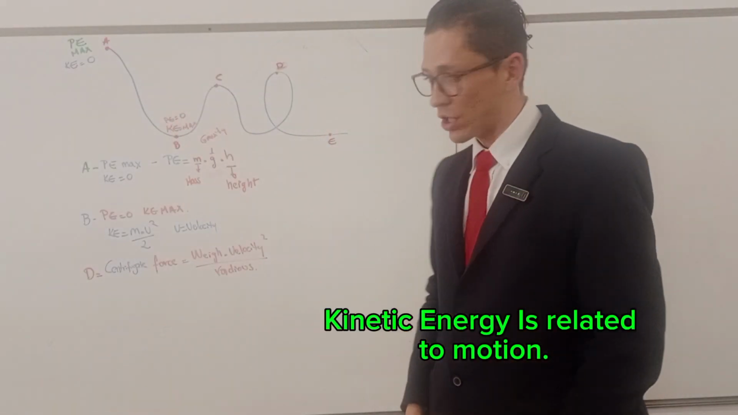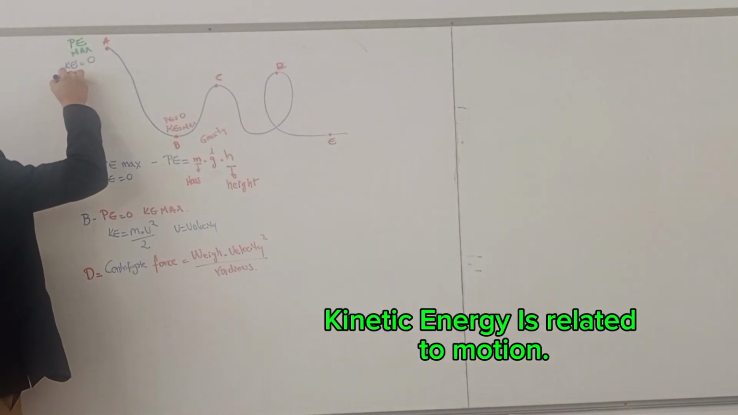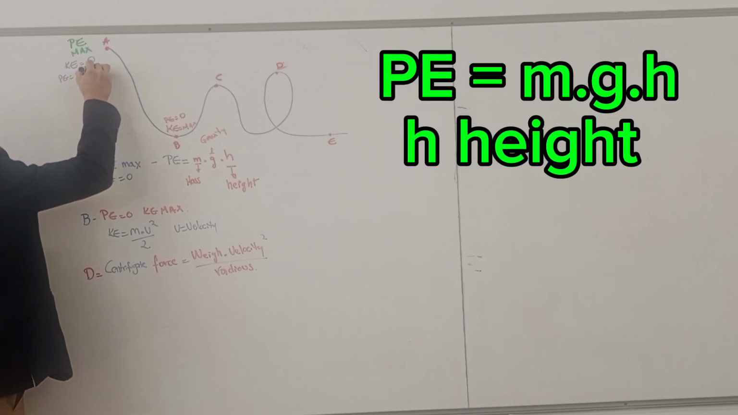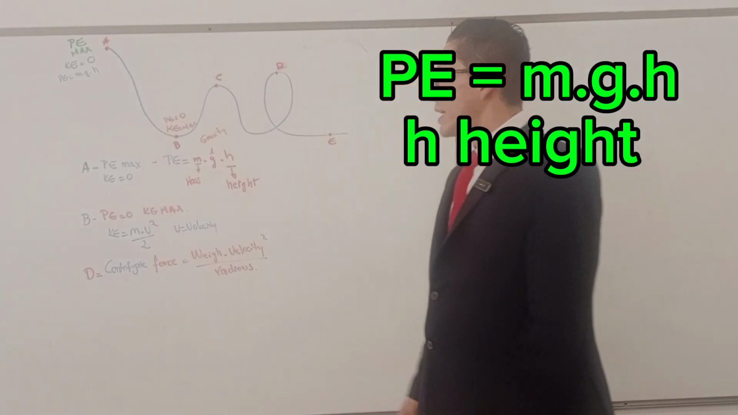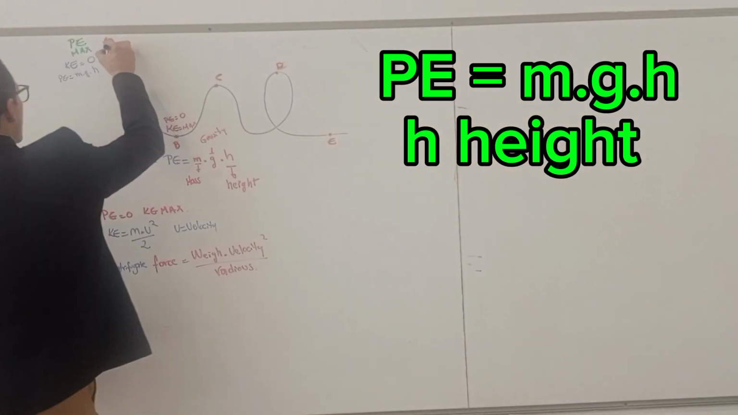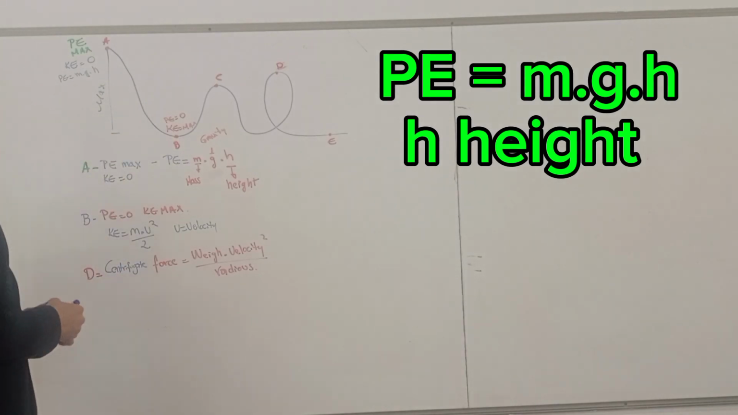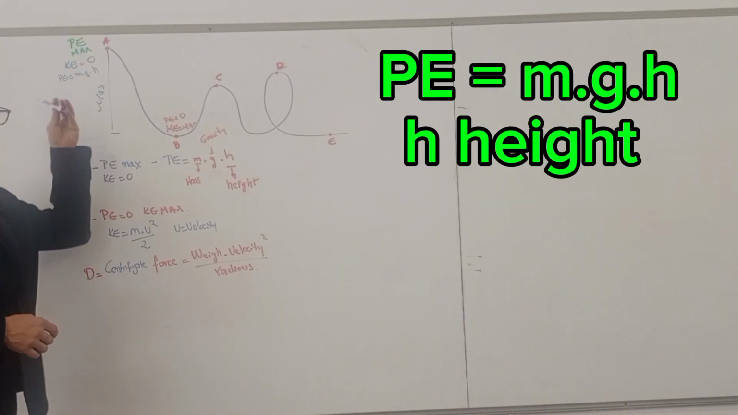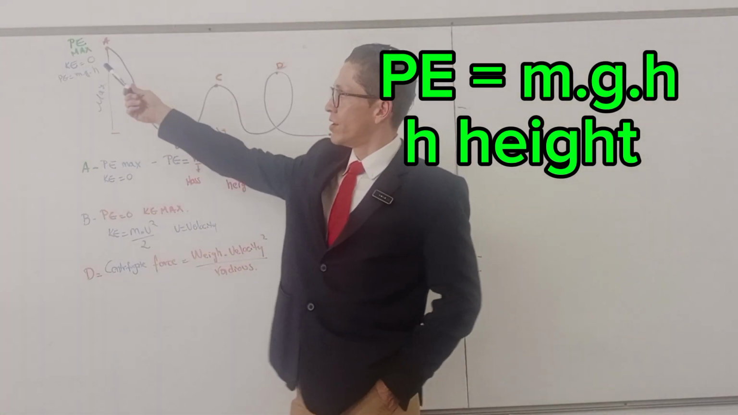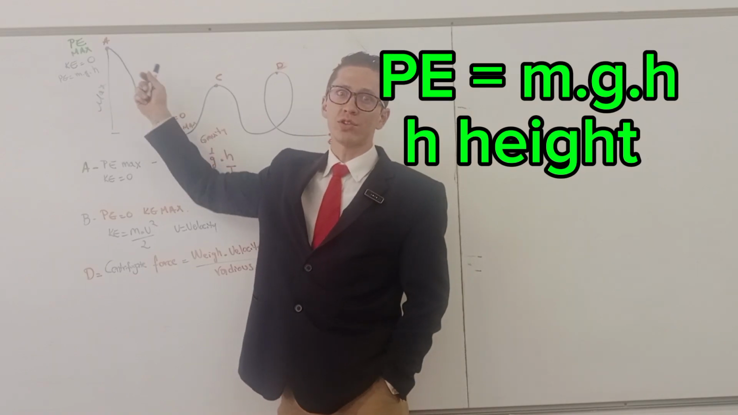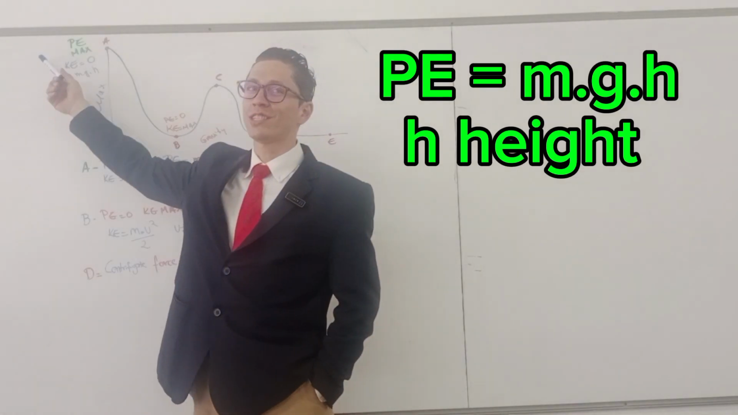Why? Because if we recall its equation, the potential energy is equal to mass times gravity times height. This height is the maximum amount of height, right? This is the maximum amount. That's why the potential energy at this point is the maximum, right? Now, the kinetic energy obviously is zero because it has not started moving yet, right? But the potential energy is maximum.